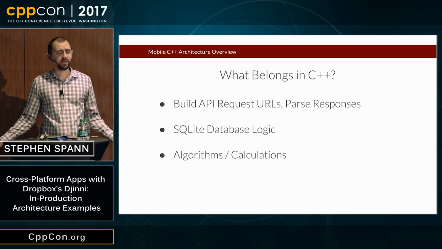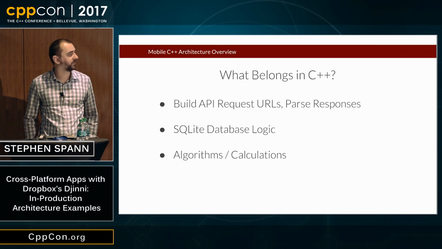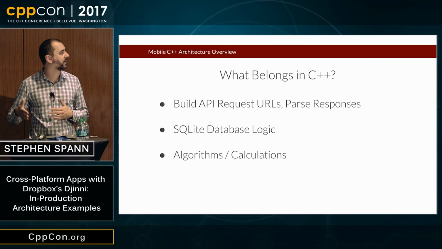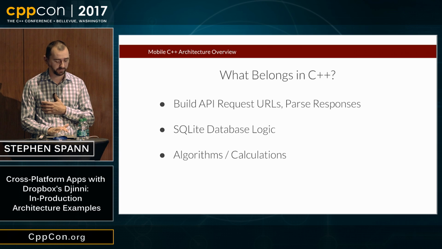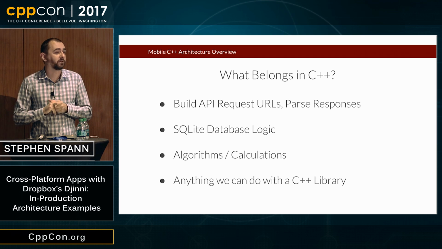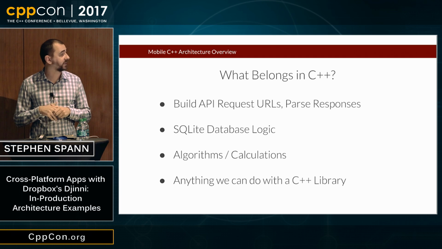If you have really complicated calculations or algorithms that happen behind the scenes, behind the UI, C++ might be a good opportunity for that. And pretty much anything we can do with a C++ library. OpenCV is a good example, that kind of thing.